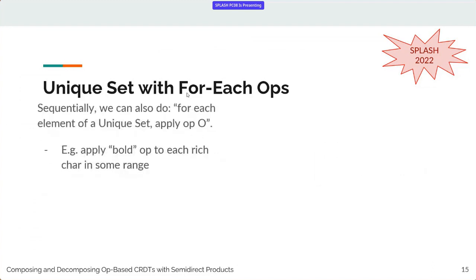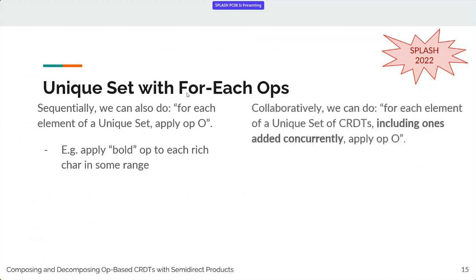So now sequentially, we have an extra operation we can do besides add, delete, and internal value ops. We can also say something like, for each operation, do something. For example, in rich text, you can say for each character in the range, make it bold, which involves applying a bold operation to the per character CRDT. In a collaborative setting, we have this extra option where we can say, okay, I actually wanted to make every character in this range bold, including ones that were added to the range concurrently.